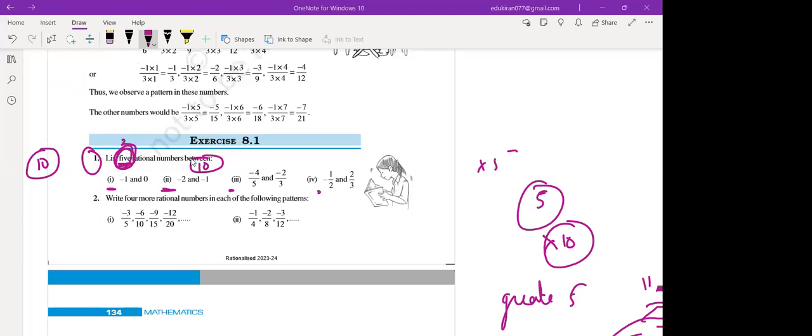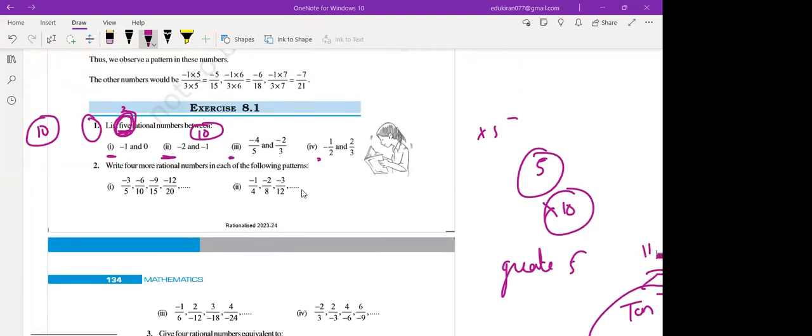Okay, so what did you people get? I got the answer as minus 19 by 10, minus 18 by 10, minus 17 by 10, minus 16 by 10, and minus 15 by 10. I hope everybody got it, right? Yes, ma'am. Now coming to the next one.